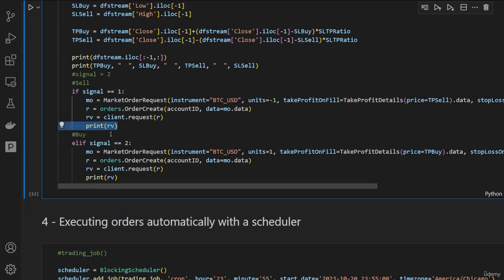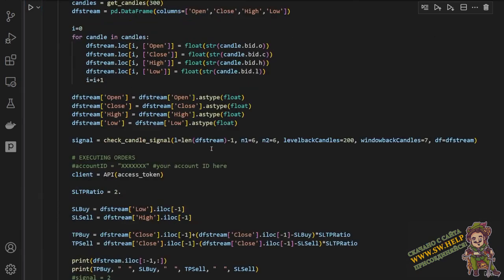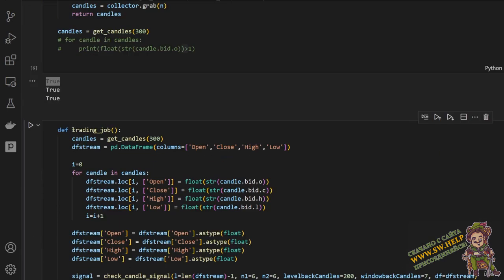Same thing in the bullish signals. So if signals equal to 2, we're going to do exactly the same thing here, only this time the unit is equal to 1. Instead of a -1, it's going to be equal to +1. This is how Oanda would know this is a long position. We're using the take profit for the buying positions and the stop loss for the buying positions as well. And that's it. It's as easy and simple as this. This is our trading job.